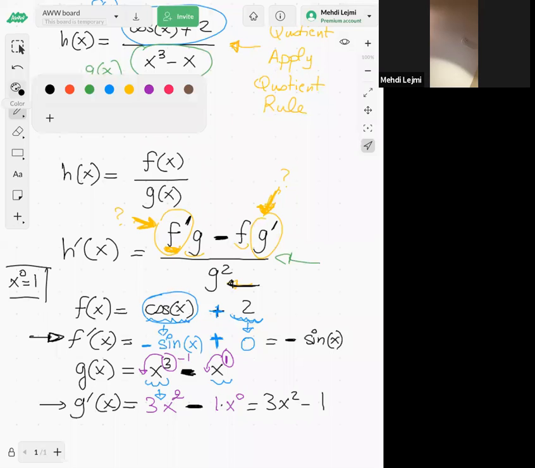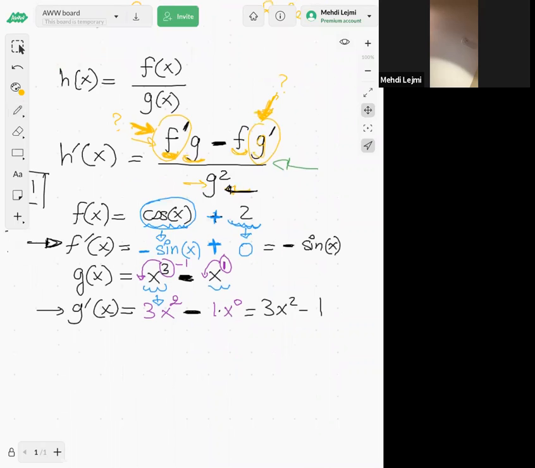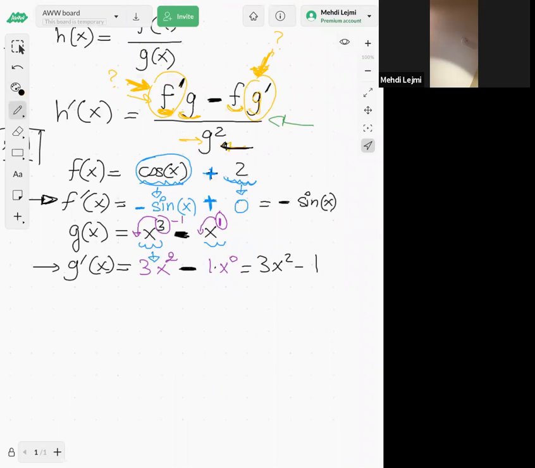You got your f prime, you know your g, you know your f, you got your g prime, and the denominator is always g squared, right? So then I can answer the question. So my h prime of x would be f prime first. So f prime is this minus sine of x. So here's a minus sine of x times, and then there's g, right? G is the x cubed minus x, so times x cubed minus x.